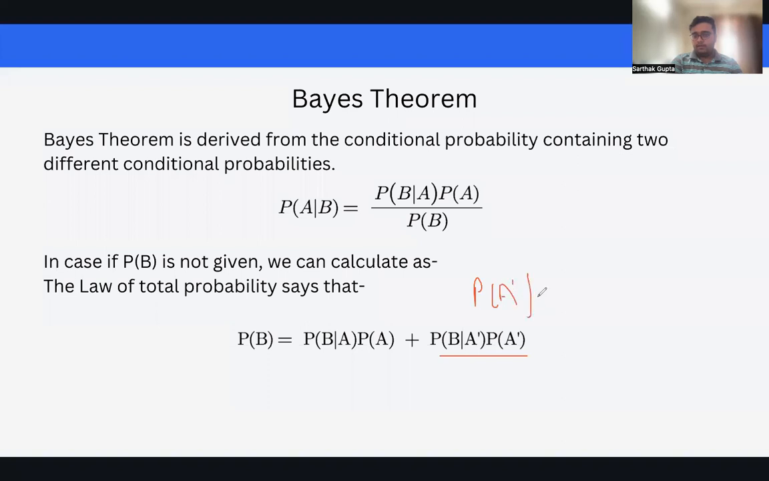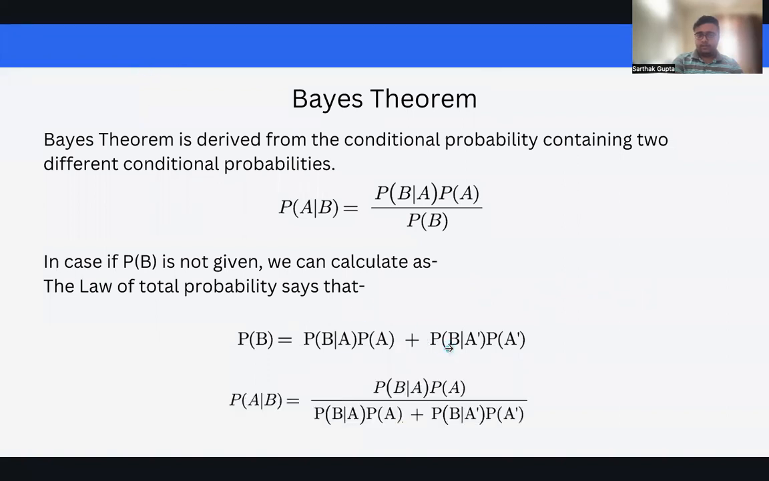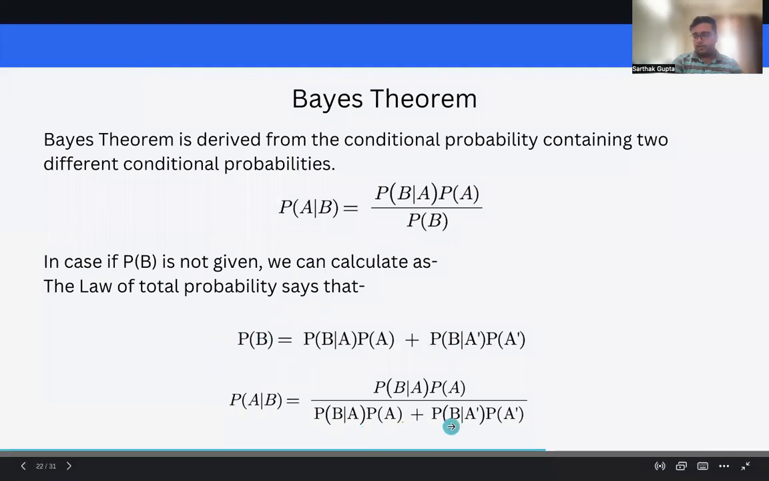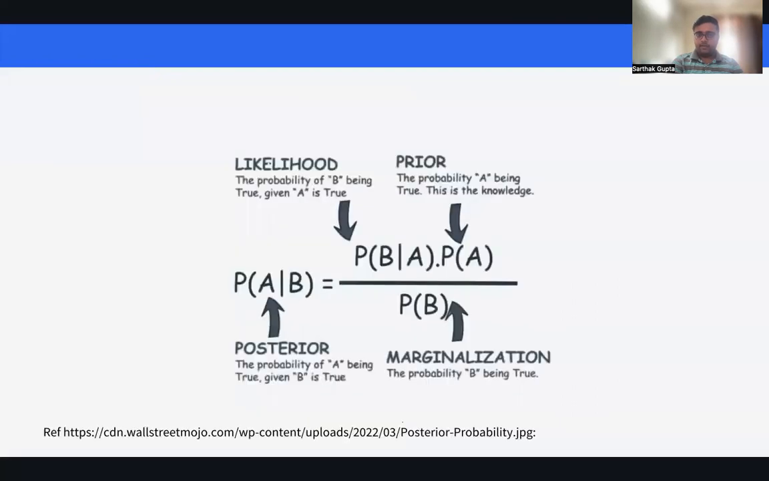Which will be 1 minus P of A. So this gives us the final expression of our Bayesian probability as this. Substituting the P of B in the denominator, we have P(B given A) into P(A) in the denominator. So now let us understand Bayes theorem with an example.